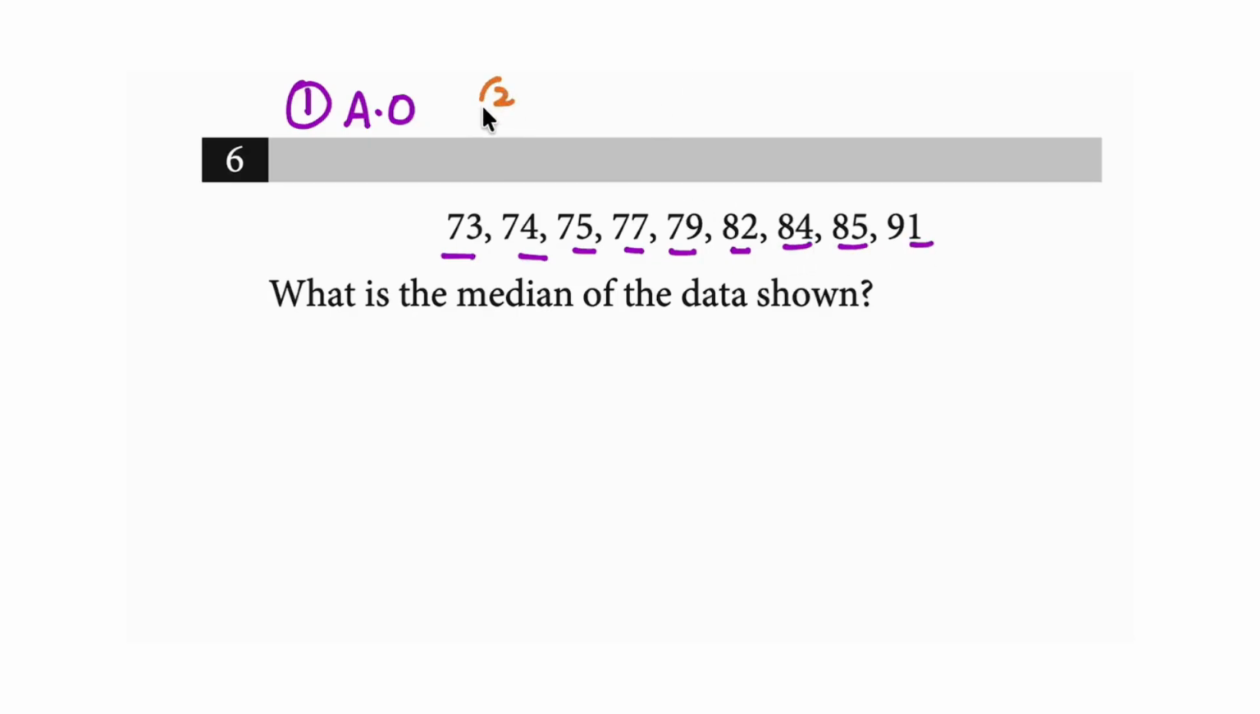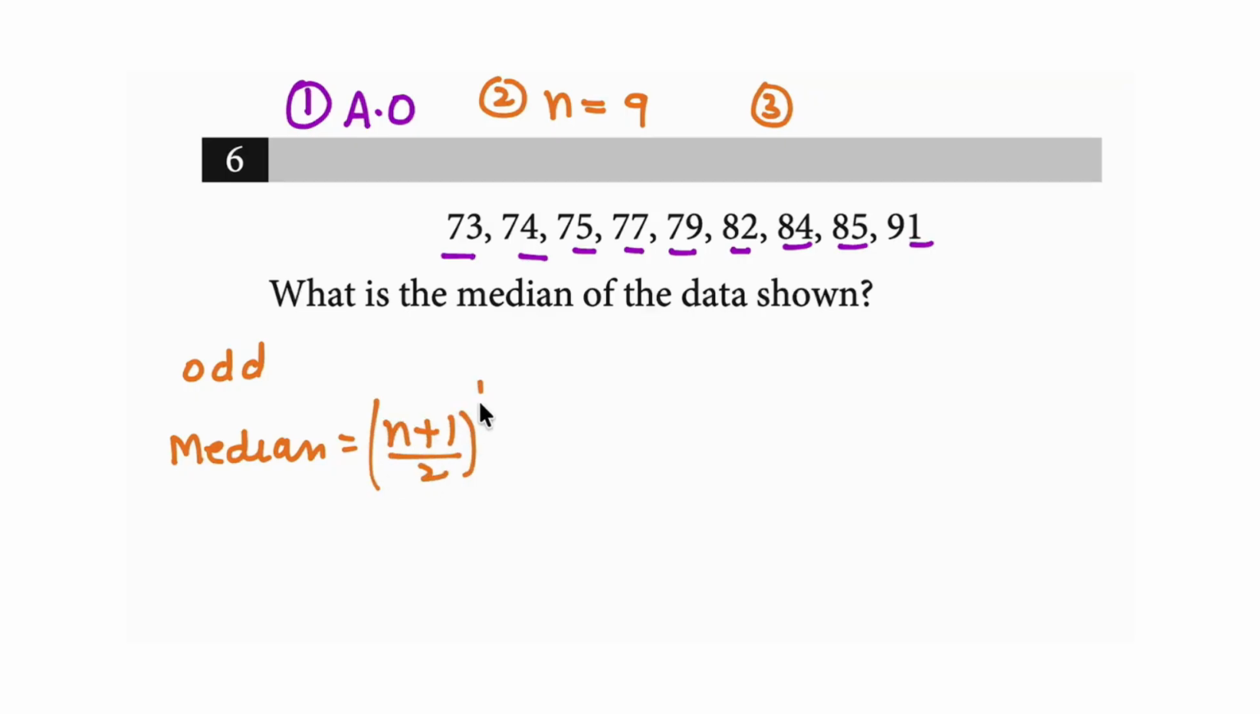Second thing we check is how many observations there are. That means the number of observations: 1, 2, 3, 4, 5, 6, 7, 8, 9. So the number of observations is 9. And the third point is selecting the formula according to the observations, whether these are odd or even. So whenever the number of observations is odd, the formula for the median is the (n plus 1) by 2th observation, right? So what is n? That means the number of observations, that is 9.